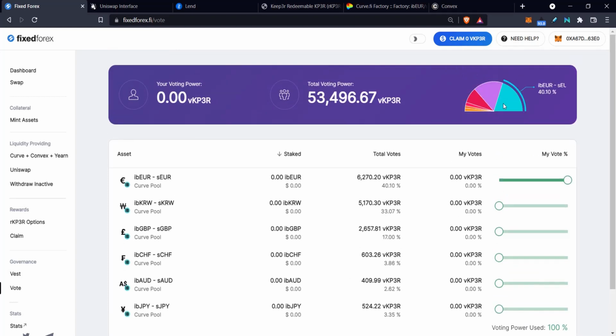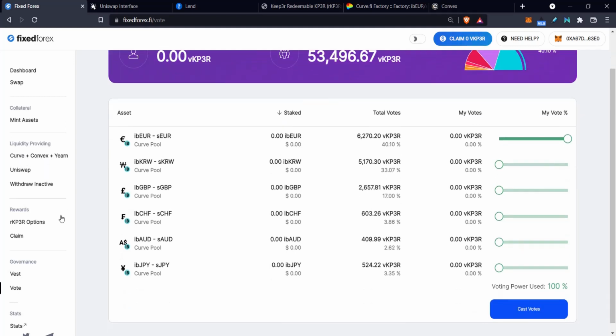And here you can see a little pie chart of where the incentives are right now. Keep in mind that these are keeper incentives. So people who are supplying to these pools are going to get keeper at these percentages, like 40% of the keeper pool being given to these euro people. I've got to keep in mind too, they're also going to get Convex and Curve tokens if they're using one of those two as well.